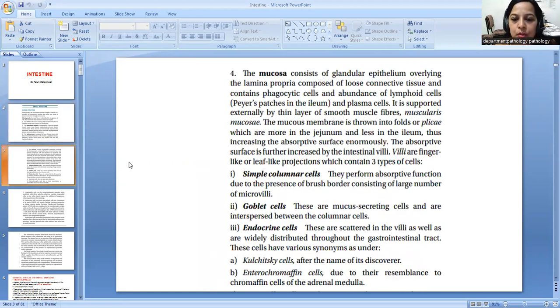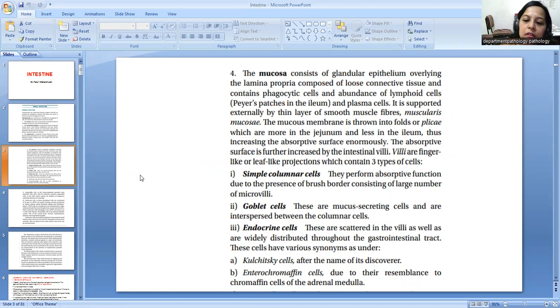Then comes the mucosa, which consists of glandular epithelium overlying the lamina propria, composed of loose connective tissue and contains phagocytic cells and an abundance of lymphoid cells, which are also known as Peyer's patches in the ileum, and plasma cells. It is supported externally by a thin layer of smooth muscle fibers, the muscularis mucosae. The mucous membrane is thrown into folds or plicae, which are more in the jejunum and less in the ileum. The absorptive surface is further increased by the intestinal villi.